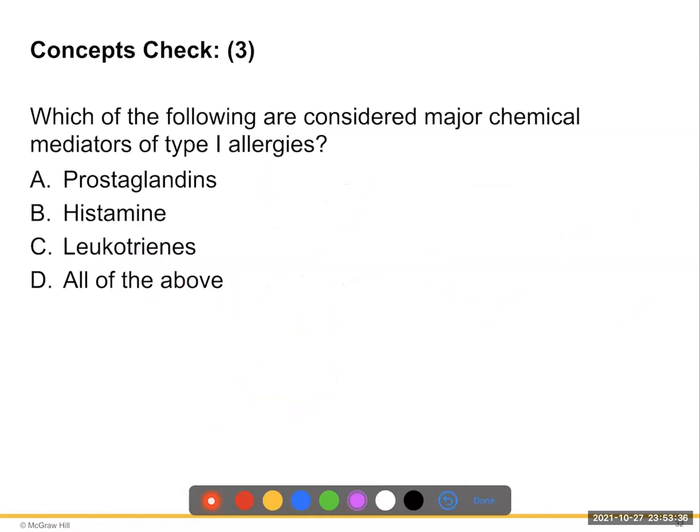Okay. So which of the following are considered major chemical mediators of type 1 allergic reactions? Either prostaglandins, histamines, leukotrienes.